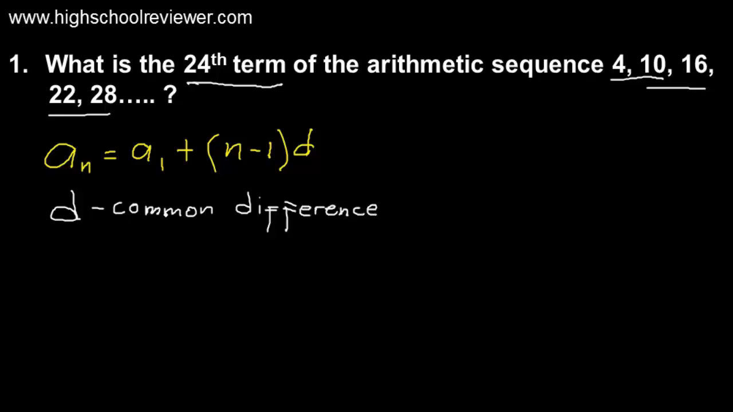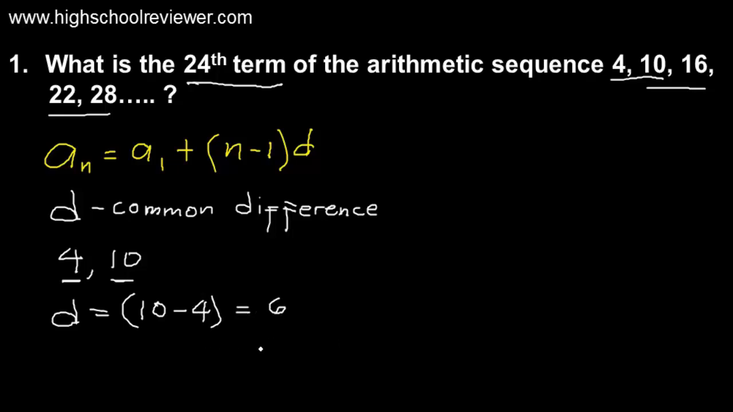And to find d, we are going to subtract the consecutive terms. For example, we have here 4 and 10. To find d, we subtract the previous term from the present term. So this will be 10 minus 4. So our d here is equal to 6.